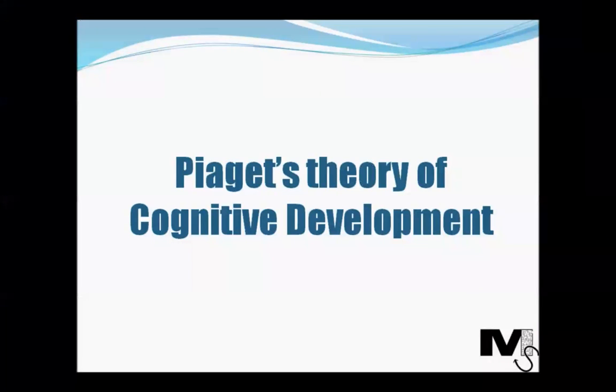In this video, we're going to look at Piaget's theory of cognitive development. It is a very important step in understanding child psychology because it explains how a child constructs a mental model of the world he or she is living in.